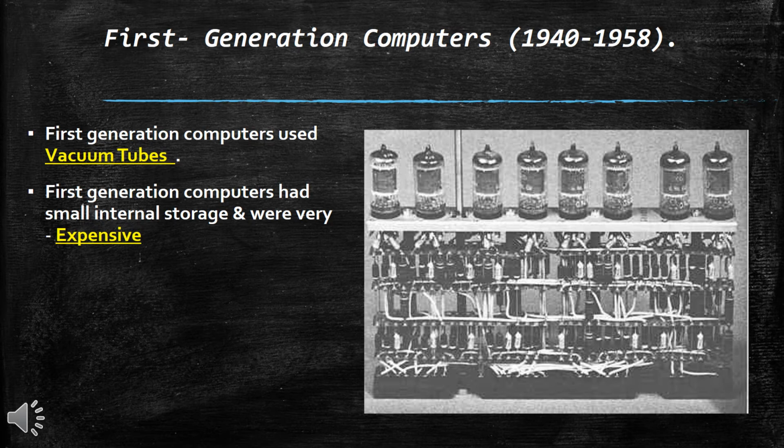The first generation computers had small internal storage and were very expensive. Since it was first made, it had very small internal storage. That means the storage capacity of that computer was very small, and it was very expensive. The parts of that computer were very expensive.